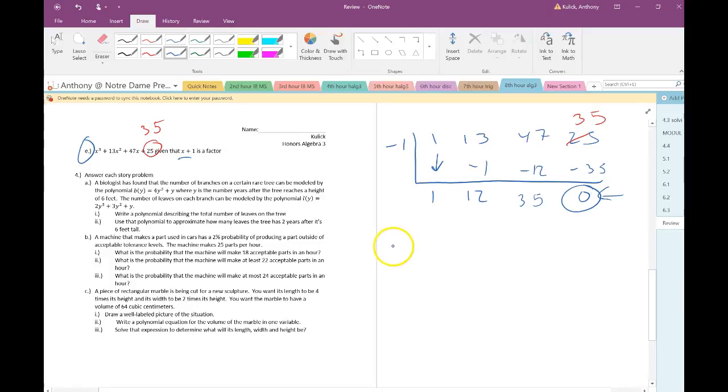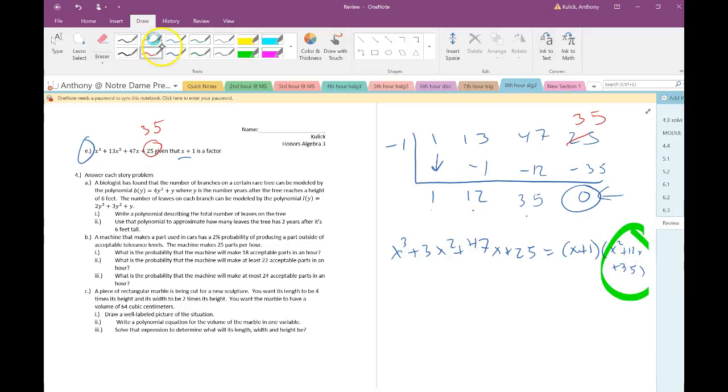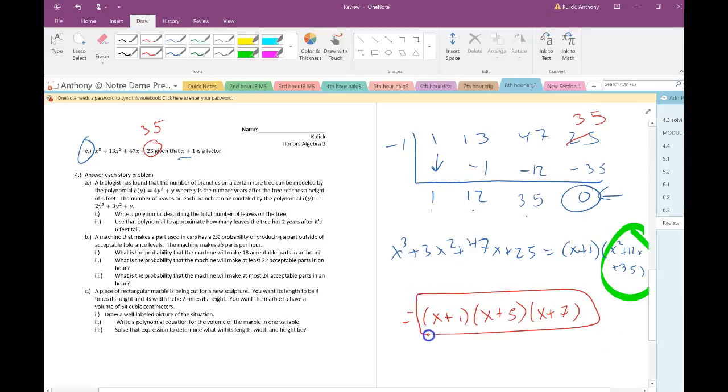What that tells us is that x cubed plus 13x squared plus 47x plus 35 is equal to x plus 1 times, remainder 0, x squared plus 12x plus 35. And I recognize this part at the end. That factors. The two numbers that add to give me 12 and multiply to give me 35 are 7 and 5. So I can say the whole thing is x plus 1 times x plus 5 times x plus 7. And that's my final answer.